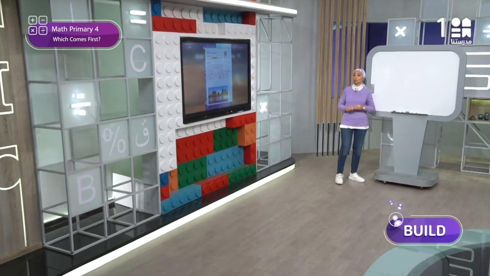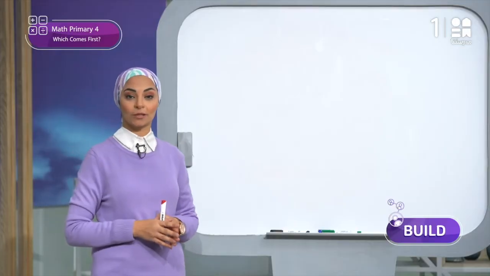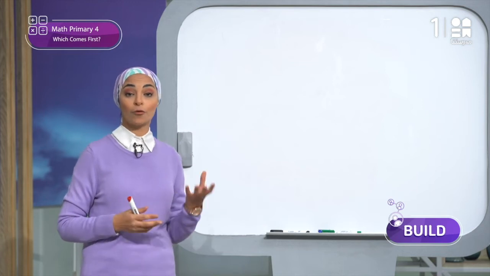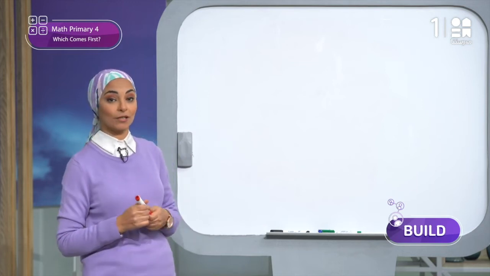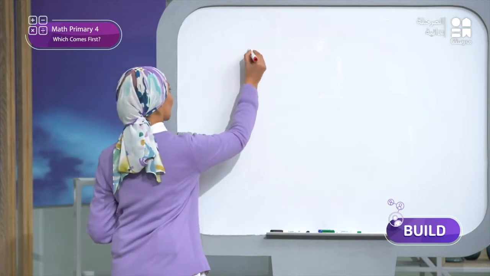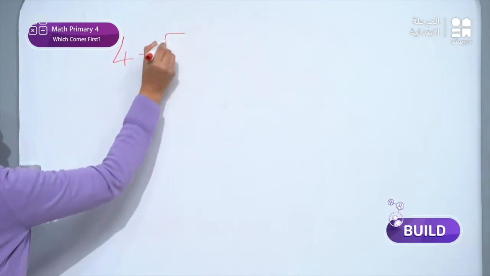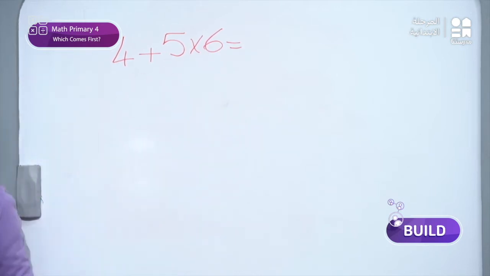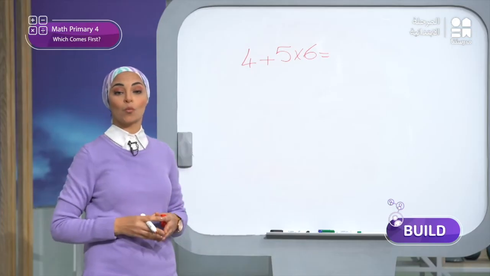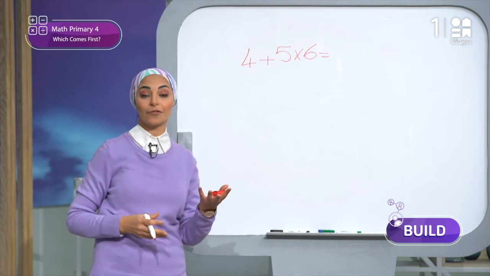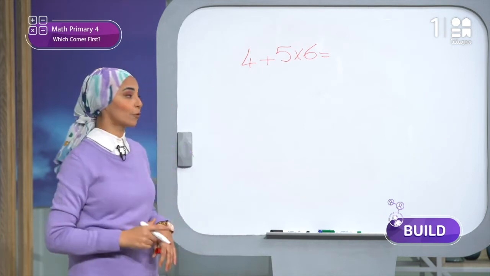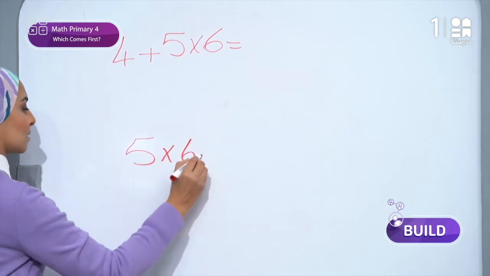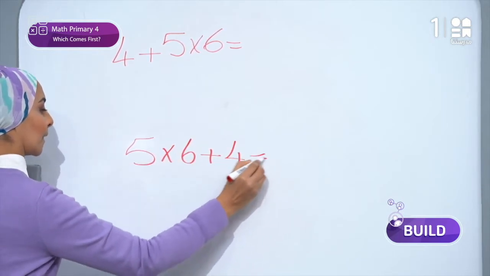And now we have two problems. We need to calculate their products. In problem number 1, we need to find the answer to 4 plus 5 times 6. Let's write it together. 4 plus 5 times 6. Okay? Now, in problem number 2, we need to find the answer to 5 times 6 plus 4. 5 times 6 plus 4.